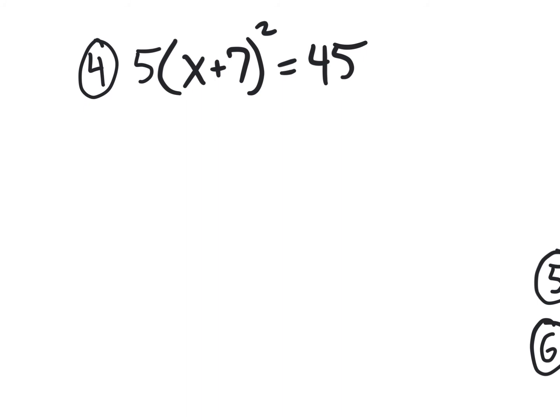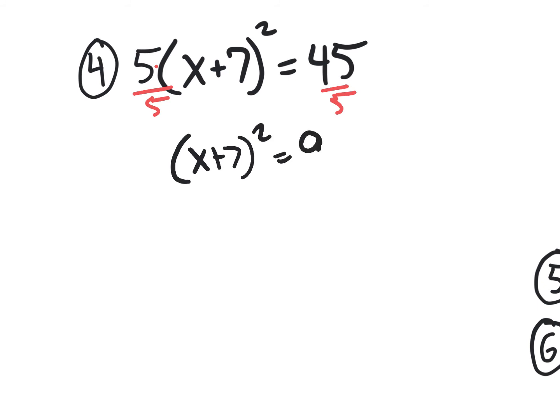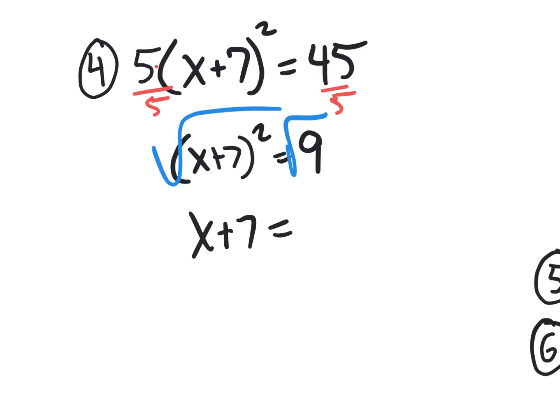So what's the first step here? Divide by 5. Okay, divide by 5, divide by 5. We now have x plus 7 squared equals 9. Okay, and then what? Square root. We now have x plus 7 equals, positive or negative? That's right, plus or minus 3. Good.